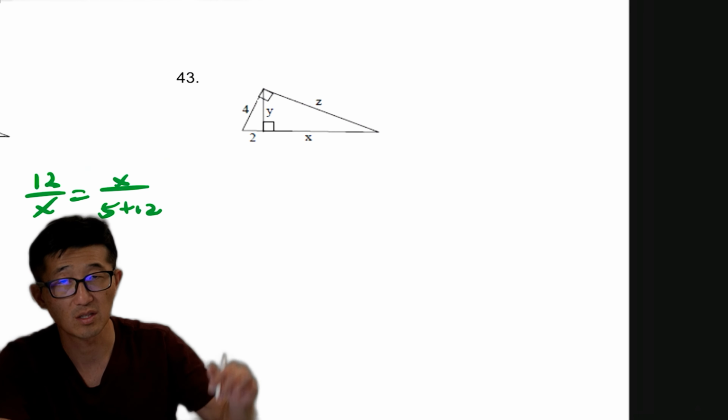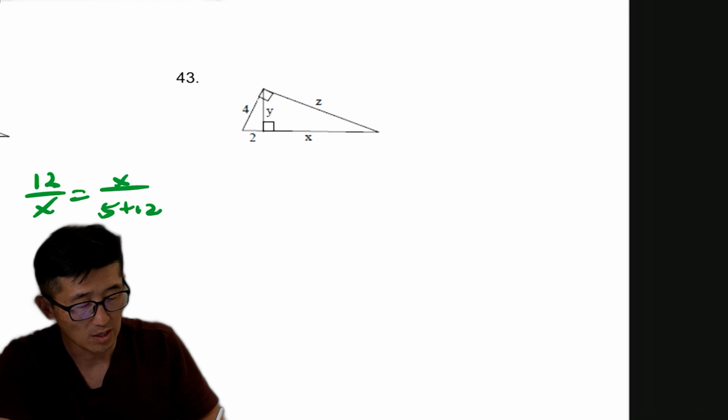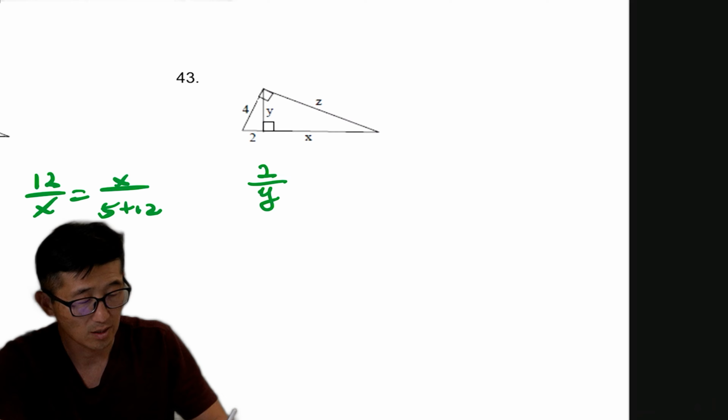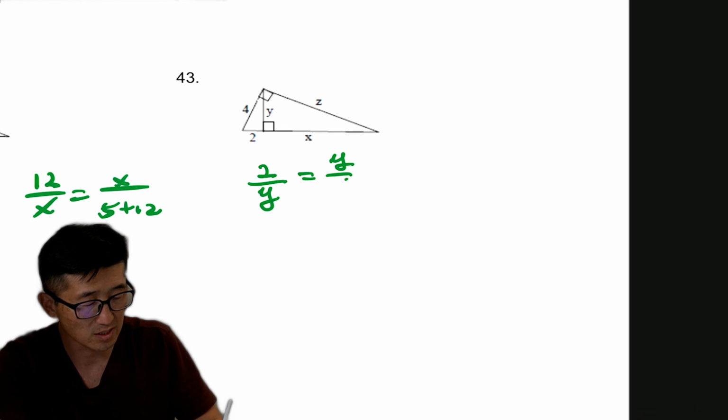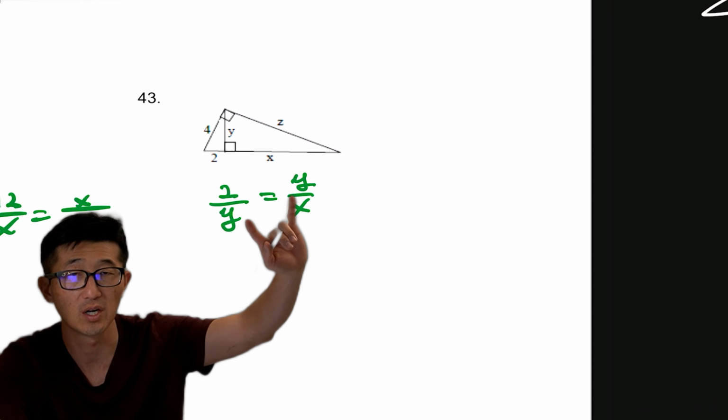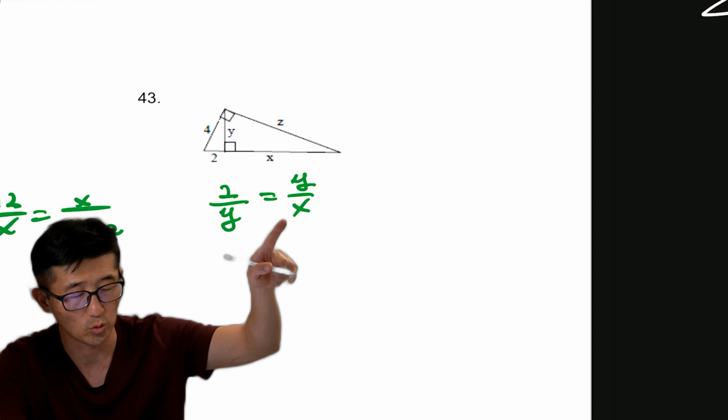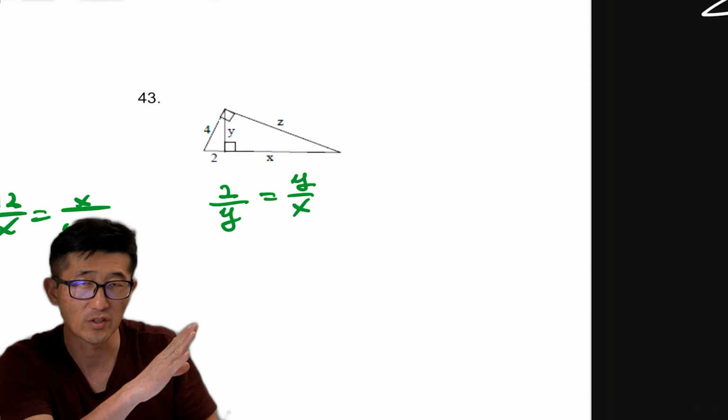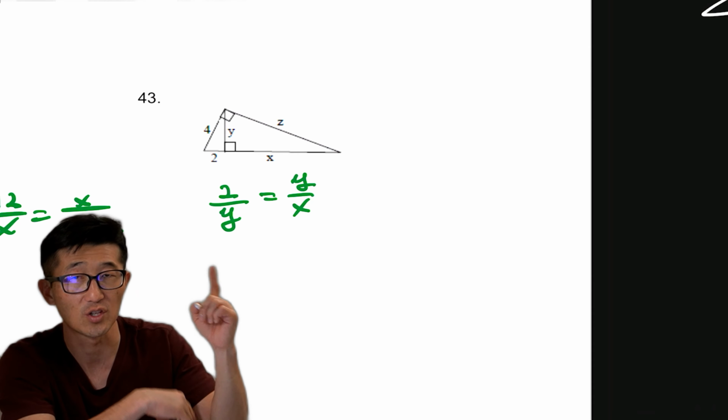I'm just going to write out the equations for these. So now for this one, you'll notice if you do 2 over Y equals Y over X, as I told you, you never want to have two unknown variables in one equation. So you can't solve for this. You have to solve for something else and then solve for this later.